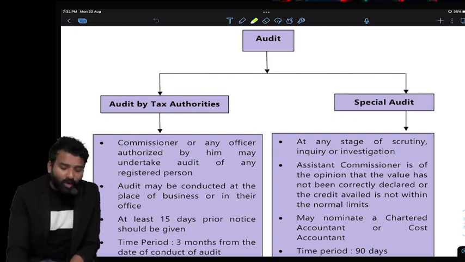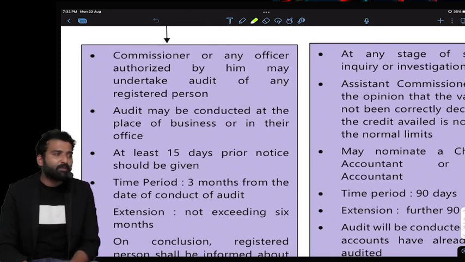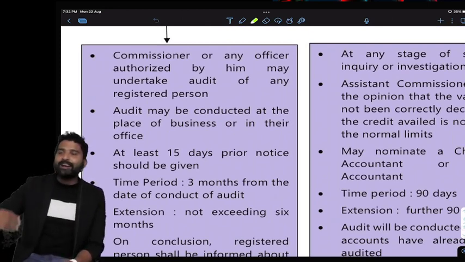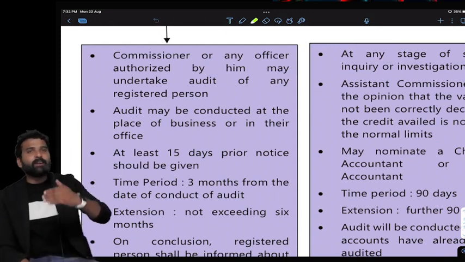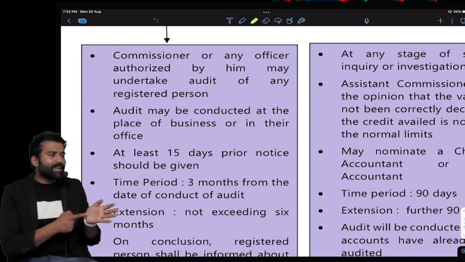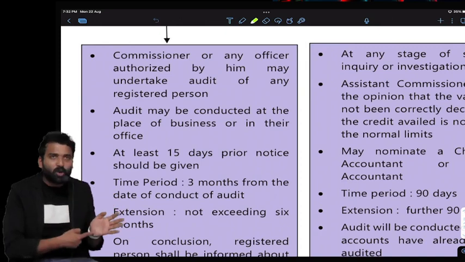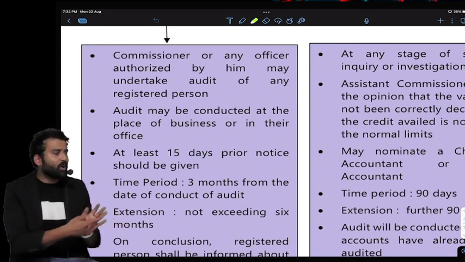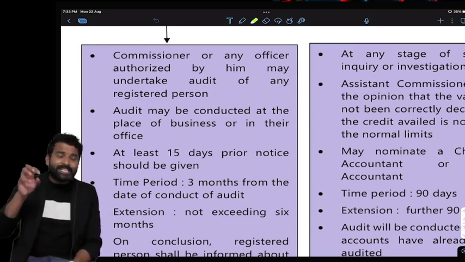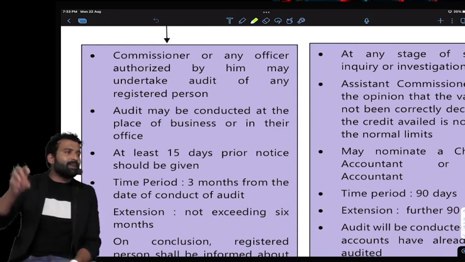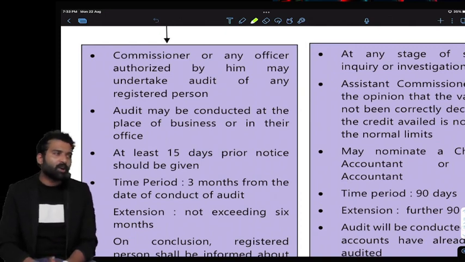For doing the audit, first of all, they will give you notice 15 days prior to commencement of the audit. The department will issue a notice to the taxpayer that on this particular date our audit party will come, and please prepare all the books of accounts, please produce all the documents on that date. We will audit your books of account, we will audit your documents. So this is a prior notice audit. This is not an investigation where the department will raid your premises. No, this is just an audit of books of account by the tax authorities.